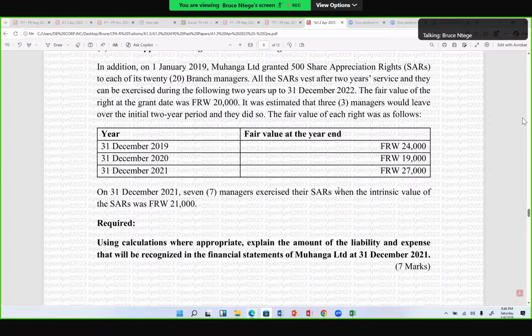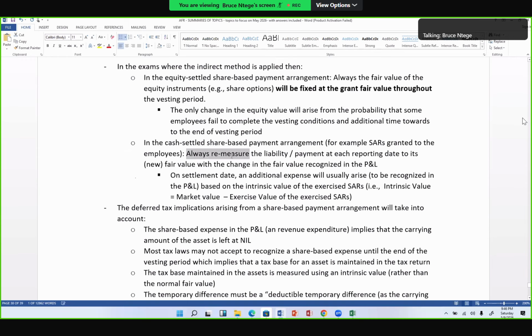Remember, I talked about it up here. I said that for a cash settled, always remeasure at reporting date. Don't continue with just that grant date fixed figure of 20,000 francs. Remeasure, and take the fair value changes to P&L. But on settlement, like those 7 employees who walked in in December 2021, an additional expense will arise, which is going to be put in the P&L, but that additional expense is going to be measured based on intrinsic value, and they've given us that intrinsic value. The examiner will always give you the intrinsic value, like he has said, it's 21,000 francs.